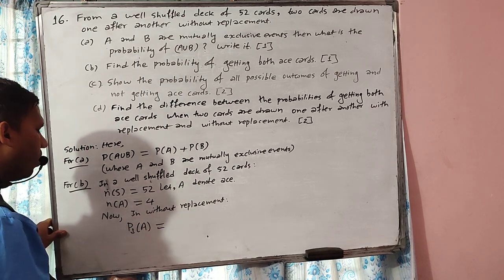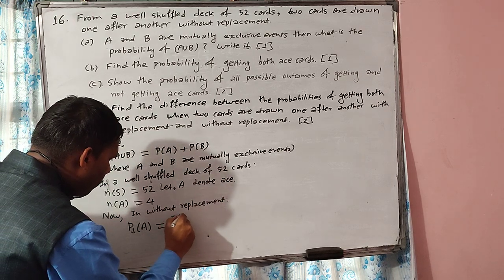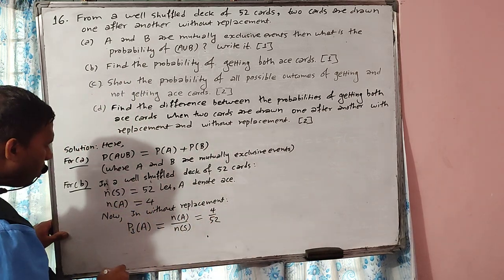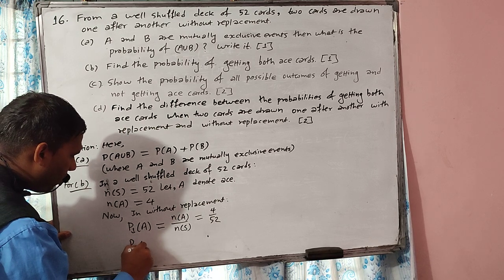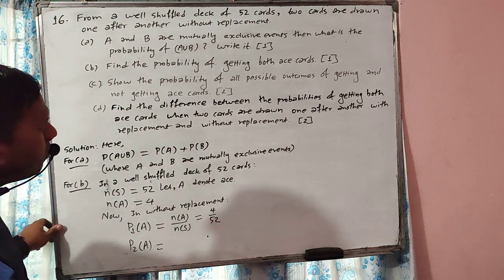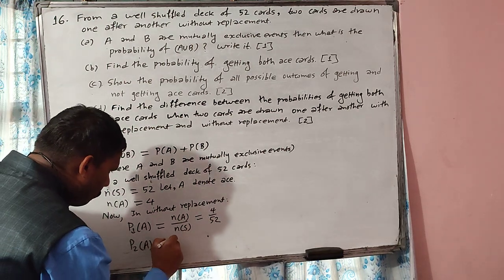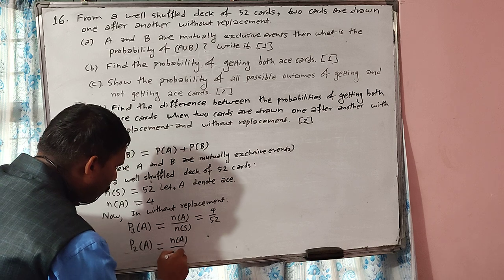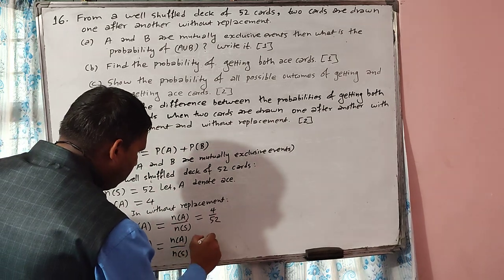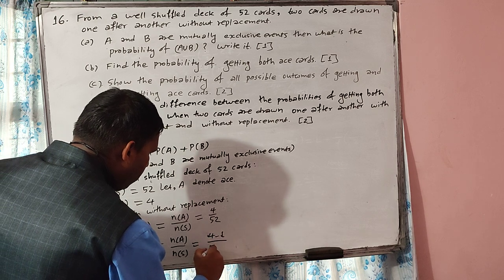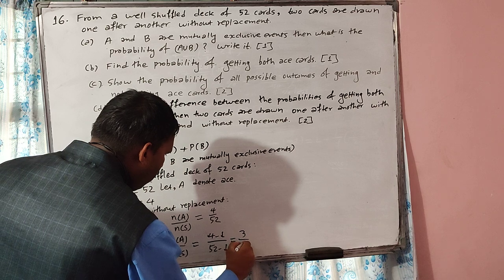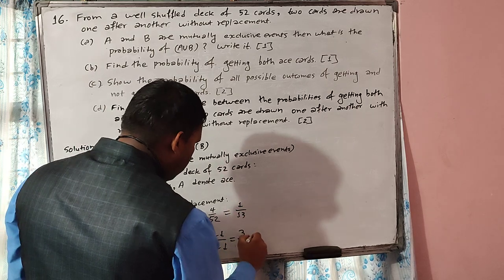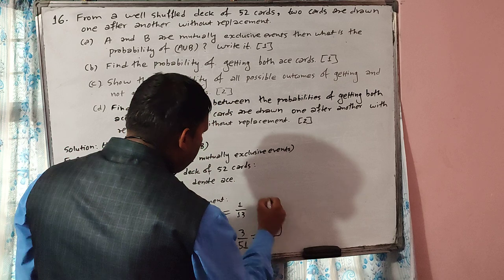P1(A) equals number of aces upon number of sample space, so 4 by 52. In second draw, probability of getting ace, P2(A) equals, without replacement, the number of aces is decreased by 1, so number of aces becomes 3, and total sample space also decreased by 1, so 4 minus 1 upon 52 minus 1, 3 by 51. That is 1 by 13, that is 1 by 17.